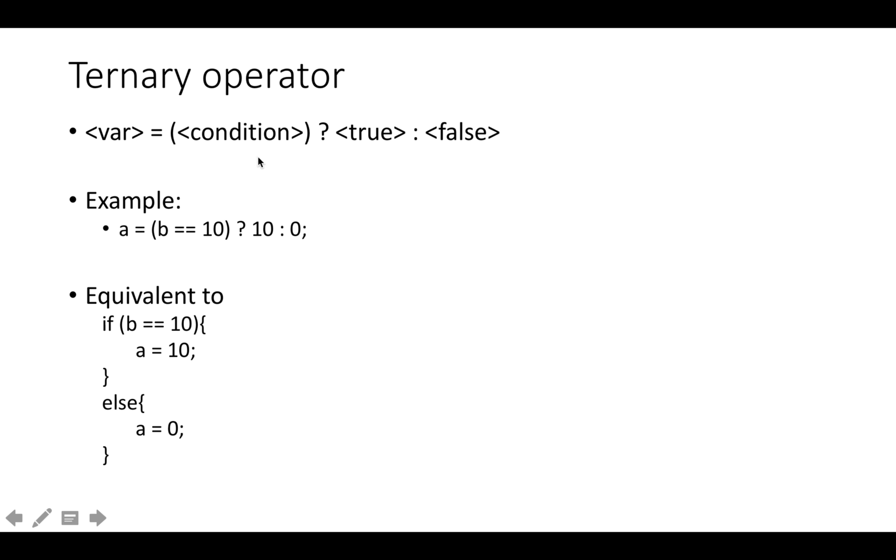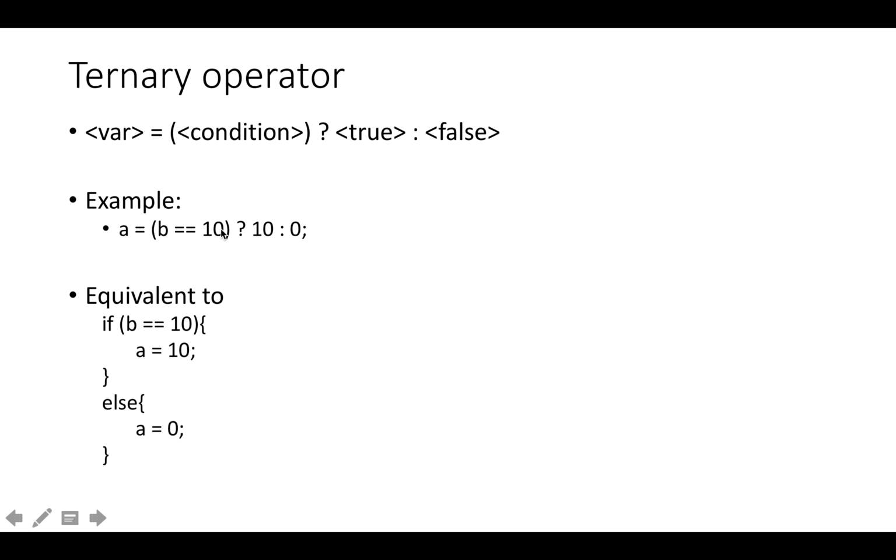So if this condition is true, we will take the value specified here and store it inside the variable specified on the left of the equal sign. If the condition is false, then we will take the value specified here and store it inside the variable. So in this example, let's say we have b and it's set to 10. So we test if b is equal to 10, and if it is true, then we take this 10 and store it inside a. But let's say we have b and it's 9, so this test will fail.